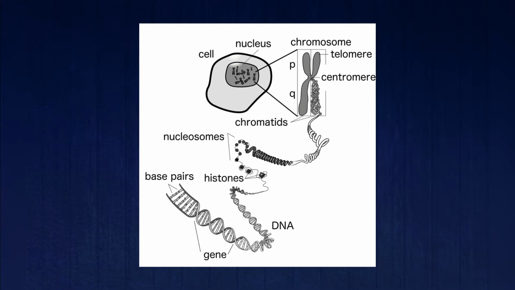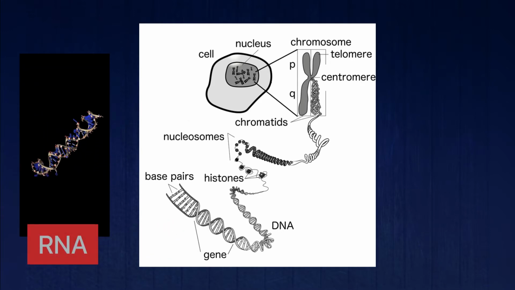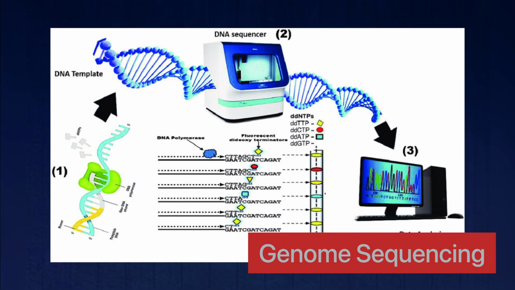Now what are genes? It is a specific section of DNA. As you can see here in the picture, this part is a gene and it is involved in making RNA or protein. RNA stands for ribonucleic acid molecules, which are single-stranded nucleic acids, and they are hereditary material in some viruses, like for example coronavirus. Now let's talk about genome sequencing.